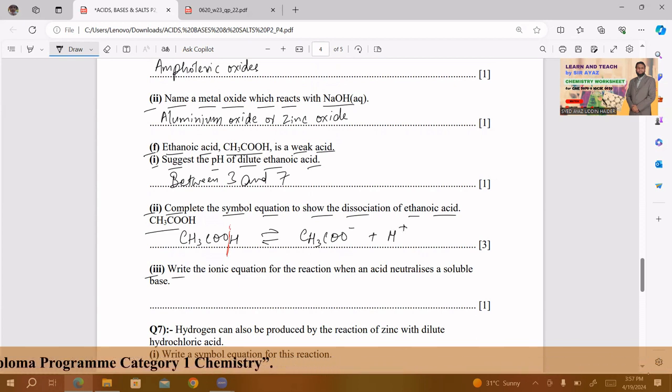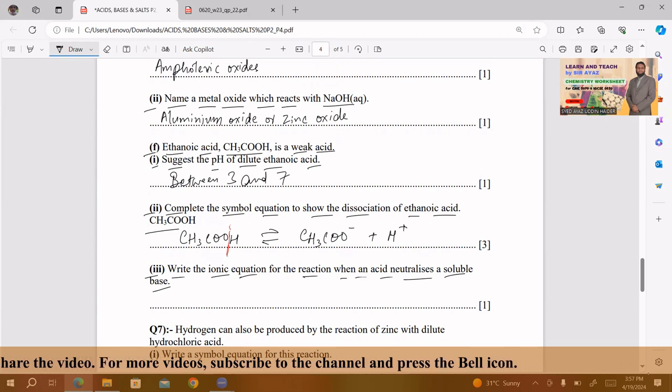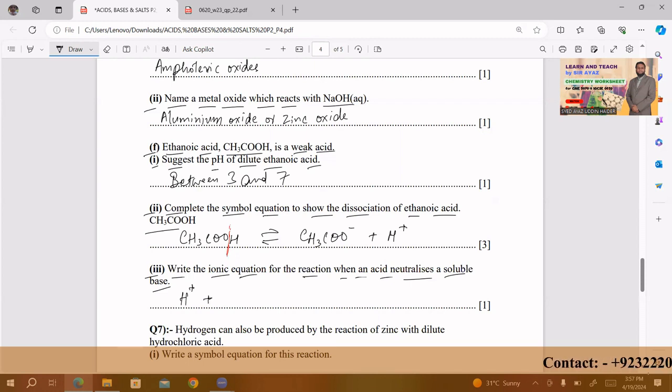Number 3, write the ionic equation for the reaction when an acid neutralizes a soluble base. Whenever you react an acid with a soluble base, you have this common ionic equation: H plus plus OH minus gives H2O.